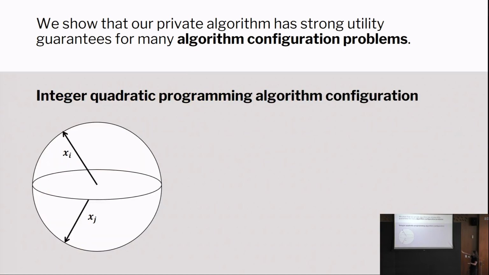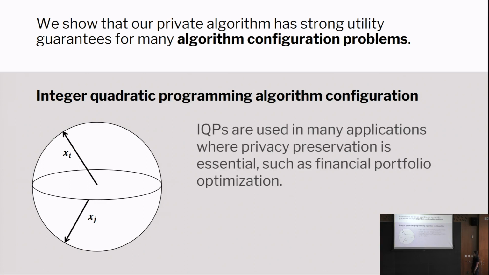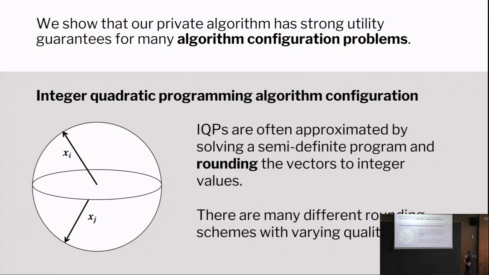So another example of an algorithm configuration problem that we look at is integer quadratic programming algorithm configuration. So IQPs are used in many applications where privacy preservation is essential, like financial or portfolio optimization. And as you probably know, but if you're not familiar, don't worry about it. IQPs are often approximated by an SDP, and we round the vectors to get an integer solution to the original integer quadratic program. And there are many different rounding schemes with varying qualities.